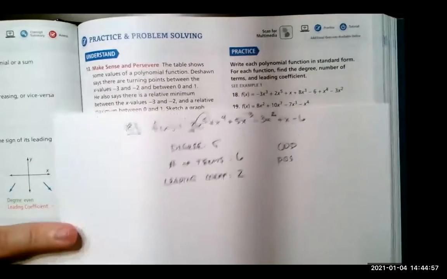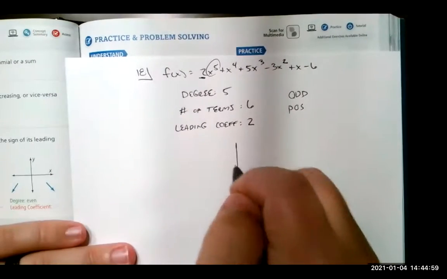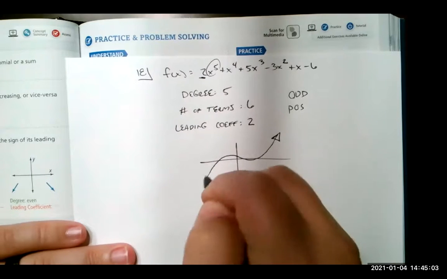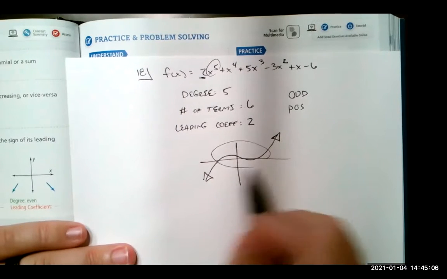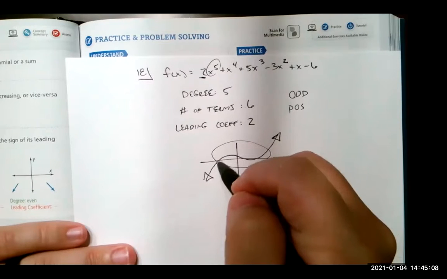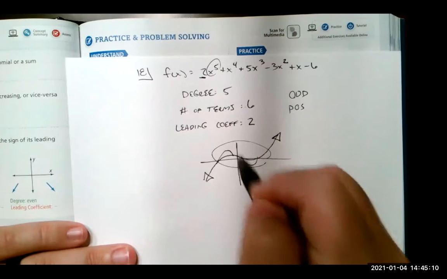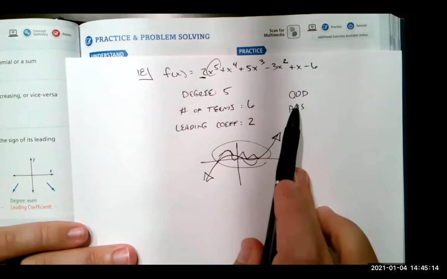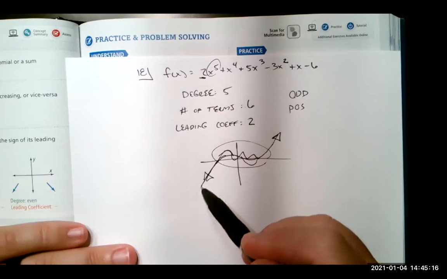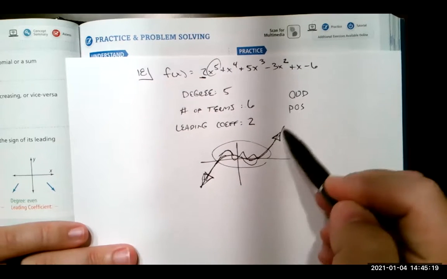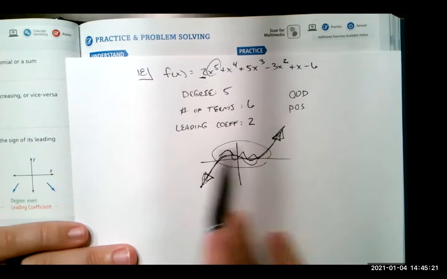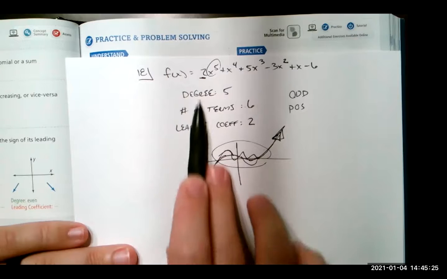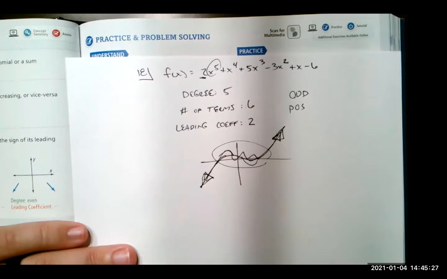So if I went and graphed this in Desmos, it would look something, right? Something like that. The stuff in the middle might be different. We might have bigger peaks, lower valleys. You might have more wiggles in the middle here. But the thing that this is telling me is that my end behavior is going to go down and to the left, up and to the right. Again, the stuff in the middle might be different, but that's okay. For these examples, they're just looking for these 3 things: degree, number of terms, and leading coefficient.